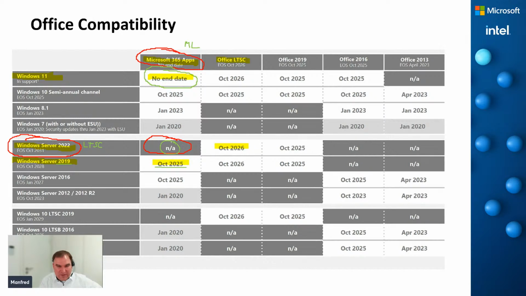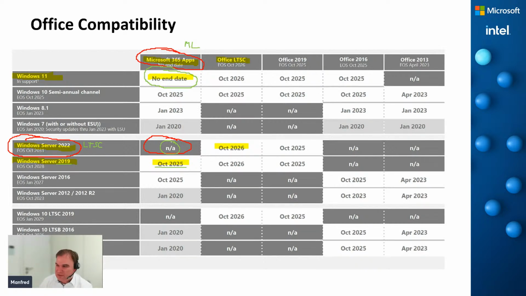But this means that they always have to keep this older operating system in mind when there are changes in the Microsoft 365 app ecosystem and development. And this means there must be a time when you decide to no longer support this modern lifecycle on the long-term servicing channel platform. And this decision was made with Windows Server 2022.